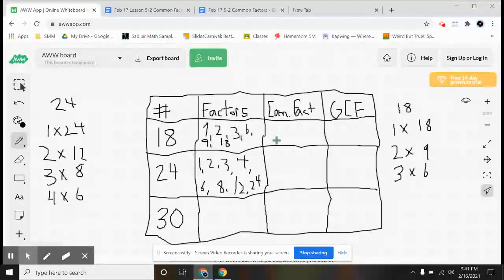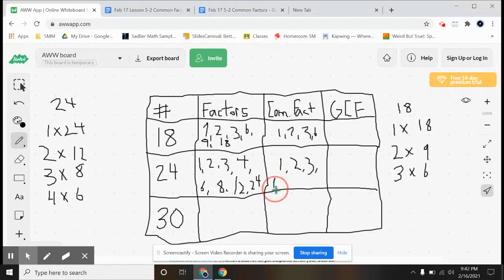All right, now common factors. Let's move on to the next column. What we have to figure out now is what numbers 18 and 24 have in common. What are the factors that I see in each of these boxes? Well, in each box I see a 1, so I'm going to put that in my box. In each one I see a 2, and they each have a 3, so I'm going to put those in my common factor box. What about a 4? Well, this one does, but 18 does not, so I can't put 4 there. What about a 6? Oh, yeah, they both have a 6, so I need to put a 6 in my common factor box.